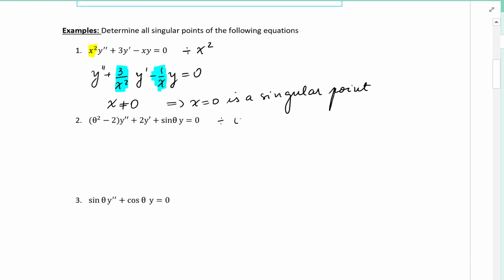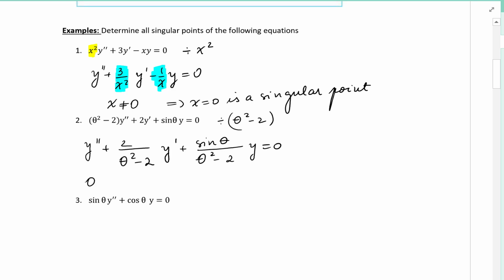We are going to divide by theta squared minus 2. So we are going to get y double prime plus 2 over theta squared minus 2 y prime plus sine of theta over theta squared minus 2 y equals 0. So theta squared minus 2 cannot be 0, right? Or I set it equal to 0 to find the singular point. So theta squared equals 2, theta equals plus minus square root of 2. This is a common mistake. Students usually forget to put both plus minus. So these are singular points.